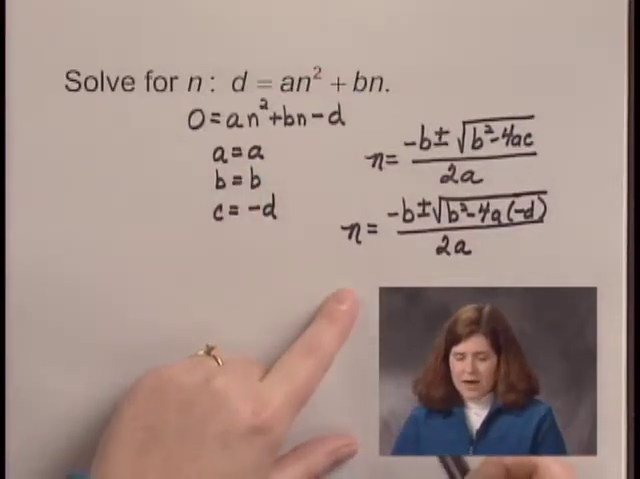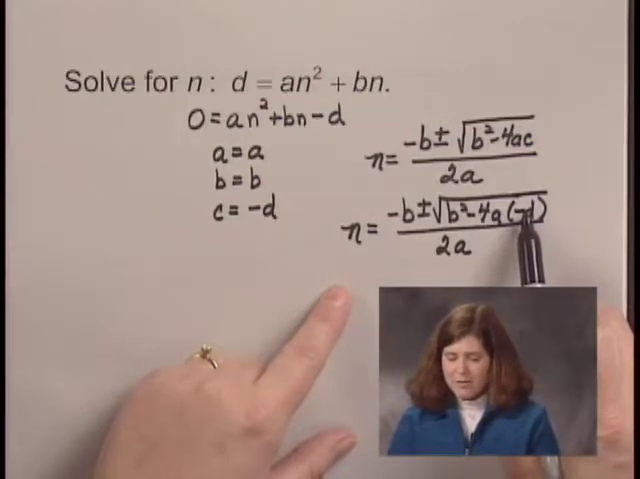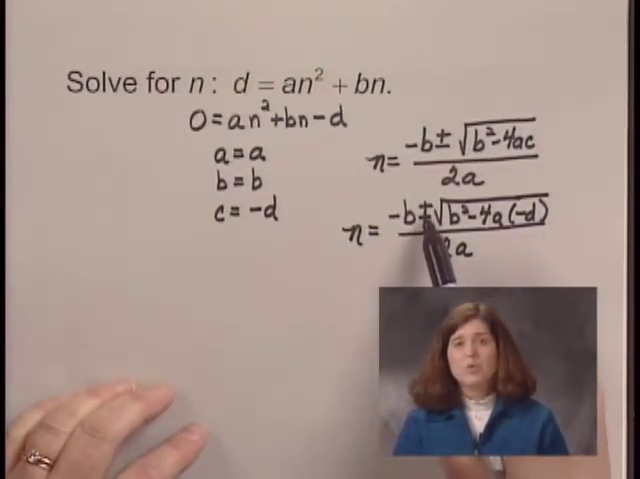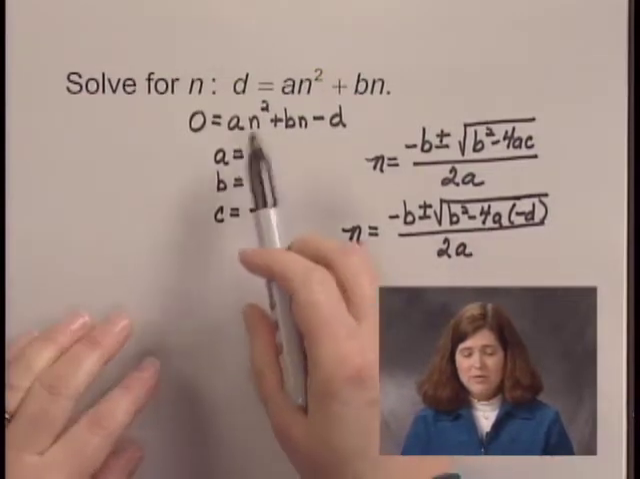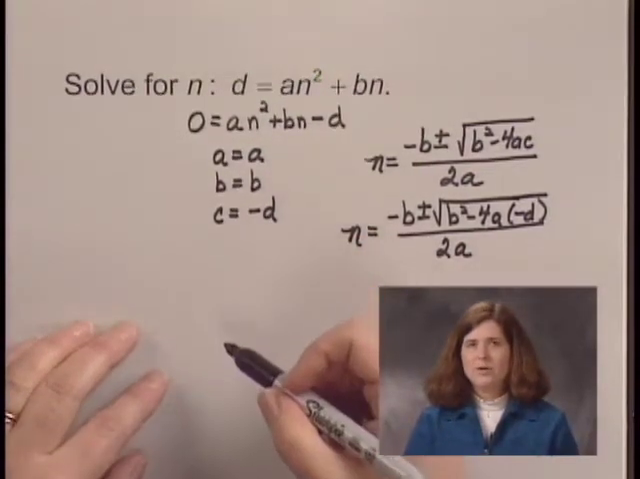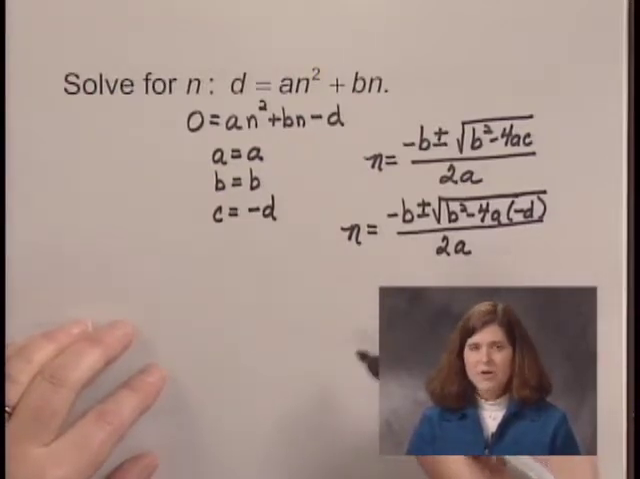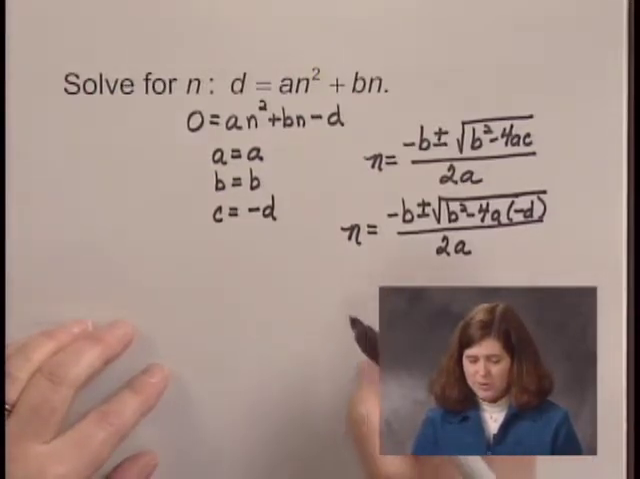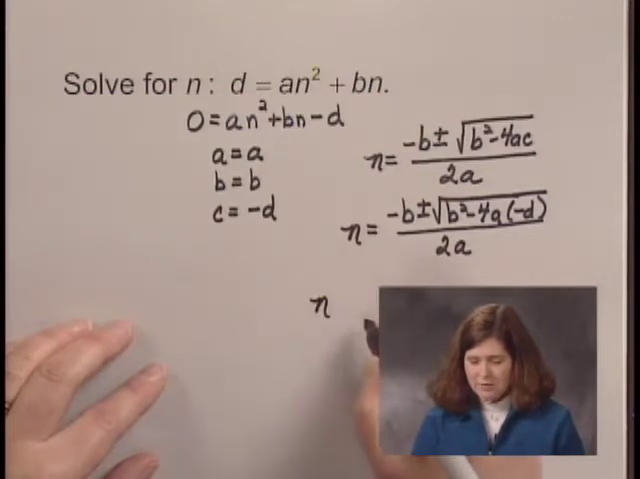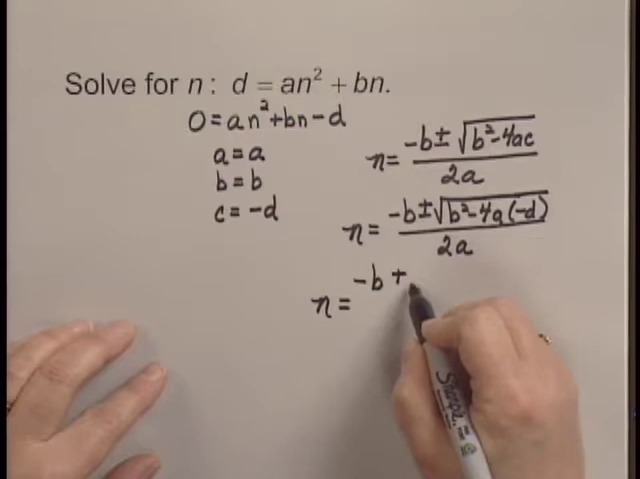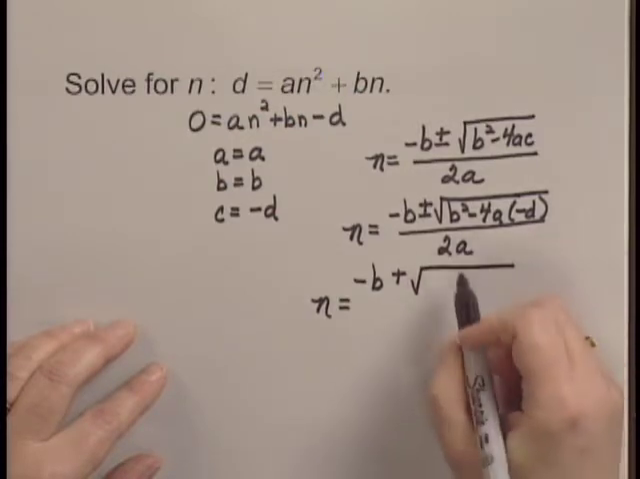Now when I simplify, I'm going to simplify under the radical. I am also going to only write the positive square root, because when we deal with formulas, we're dealing with the real world, and typically it's only a positive answer, although you'd have to check the application to see for sure. Using the positive root, I have n equals the opposite of b plus the square root of, I have b squared.